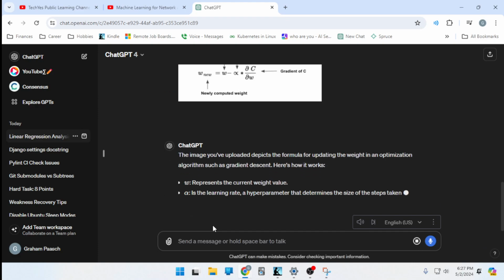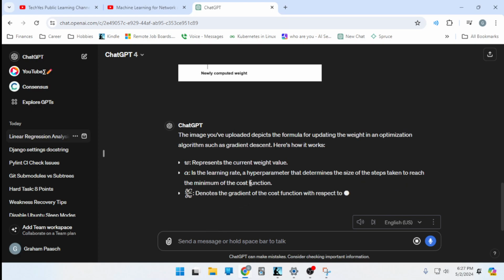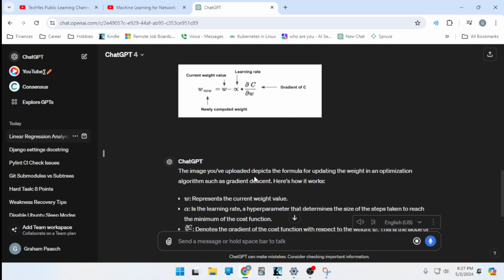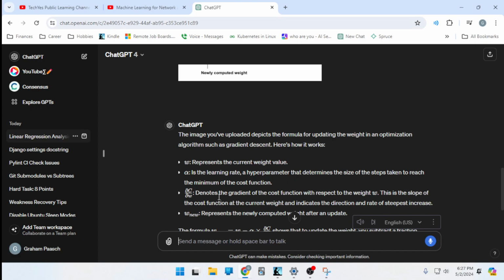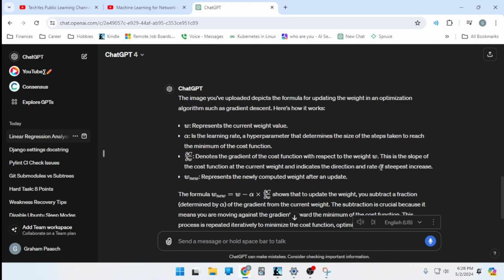The image you've uploaded depicts the formula for updating the weight in an optimization algorithm such as gradient descent. Here's how it works. W represents the current weight value. Alpha is the learning rate, a hyperparameter that determines the size of the steps taken to reach the minimum of the cost function. Partial C over partial W denotes the gradient of the cost function with respect to the weight W. This is the slope of the cost function at the current weight and indicates the direction and rate of steepest increase. W new represents the newly computed weight after an update.